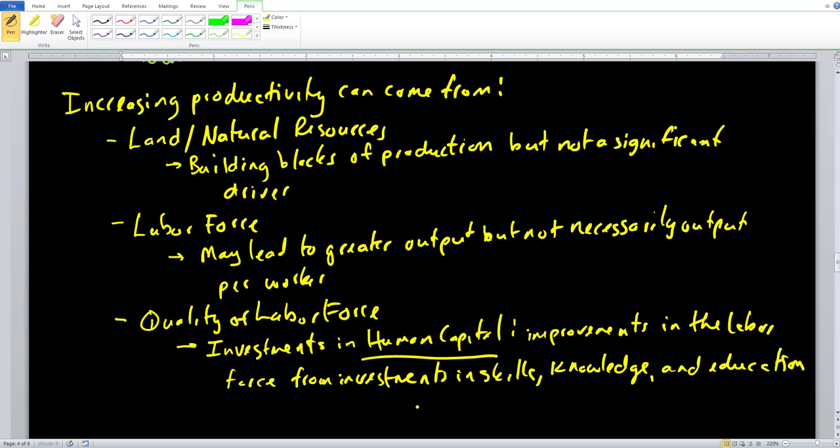So what you guys are doing right now, you're improving your human capital by getting a better education, by getting a better experience of exactly what economics is all about. And hopefully that will make you a little bit more of a productive worker down the line. So here, 3 resources so far. Land, natural resources, not too important. Labor force, not at all important. The quality of the labor force, very important.